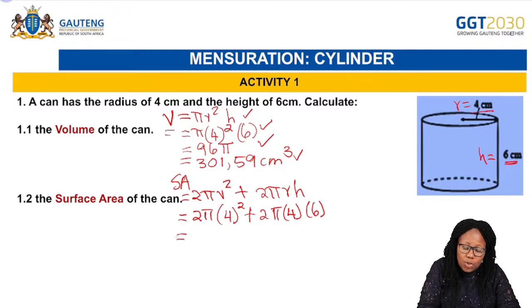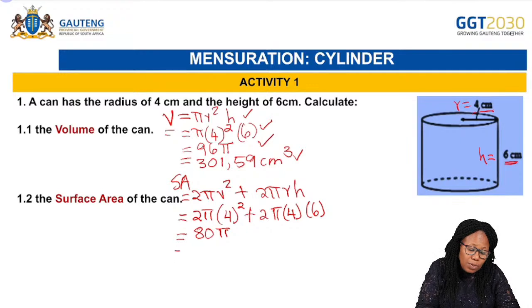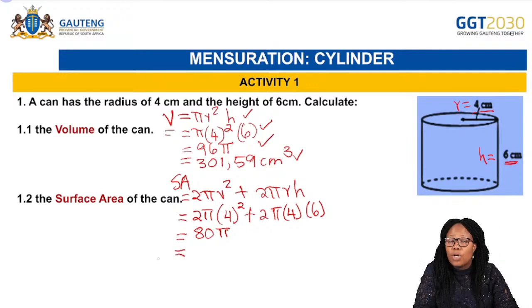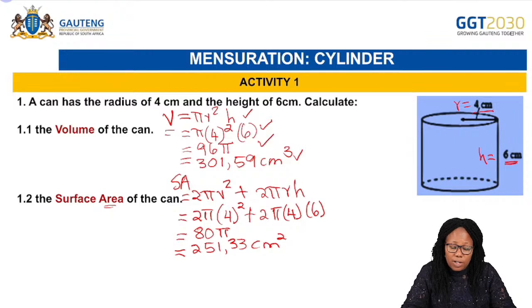And then everything into our calculators. Our calculator will give this answer in terms of a pi. Okay, that will be 80 pi. And then now if you have to round off to 2 decimal places, you just press the SD button. Therefore, this will give us what? 251,33. That will be in square centimeters, because we are looking at the area, grade 12. I hope we are still together.